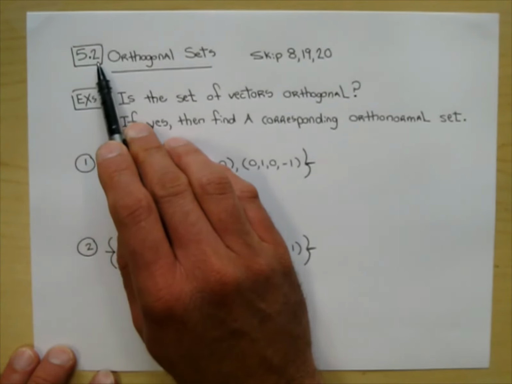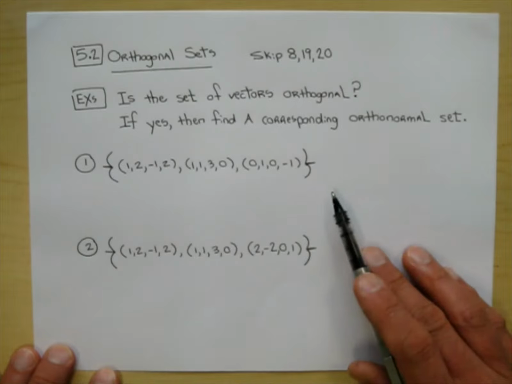Orthogonal sets. Okay, so this is a little different than what we've heard. We know that two vectors are orthogonal if their inner product is 0. But what's an orthogonal set? Note in your homework that you want to skip 8, 19, 20.